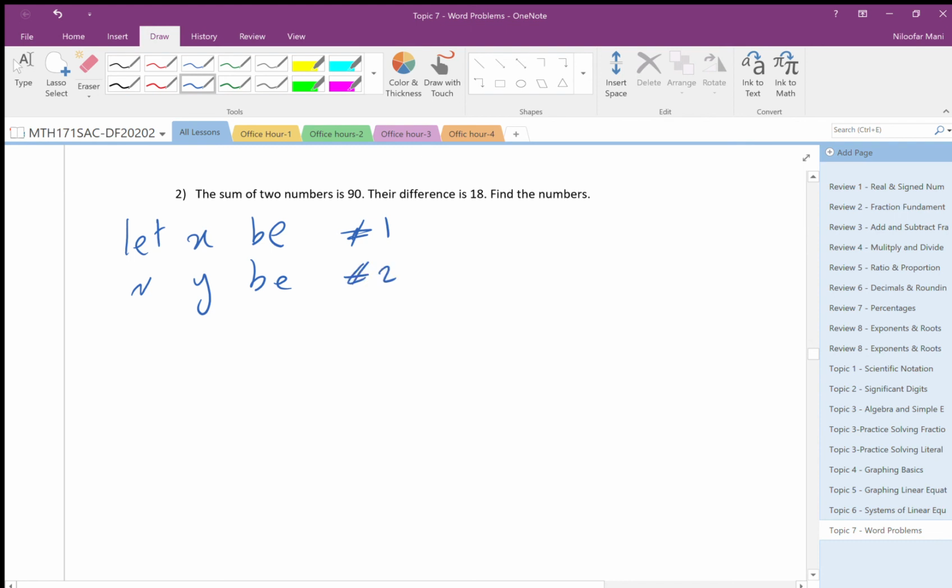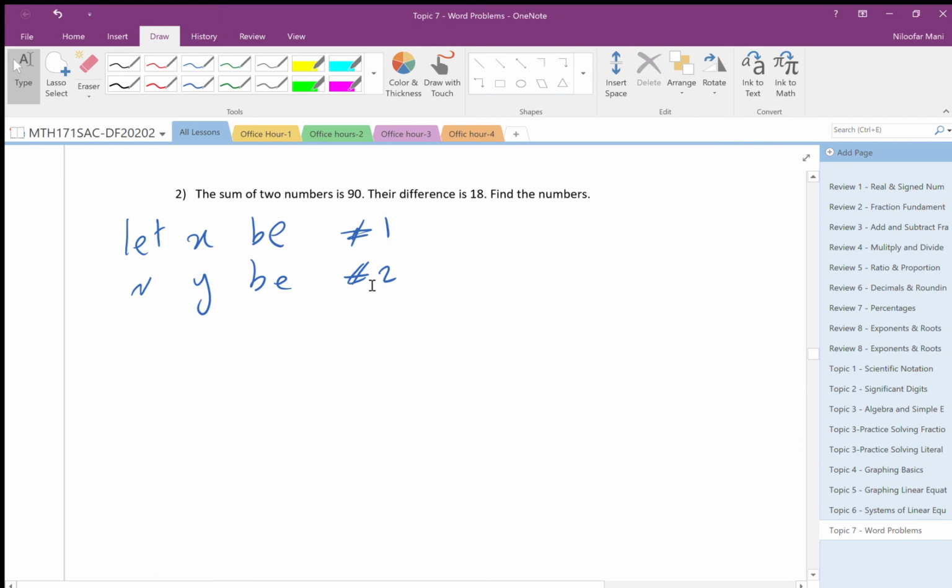So why do I use x and y? Because I don't know any more information about them. It says two numbers and it didn't say the two numbers are the same. So I have to use x and y. Maybe at the end I see x equals y, but in this question for sure no, because the difference is 18. But still, I don't have any information, so I have to call them x and y. So I read the question, I understand the type, and now I define my variables.